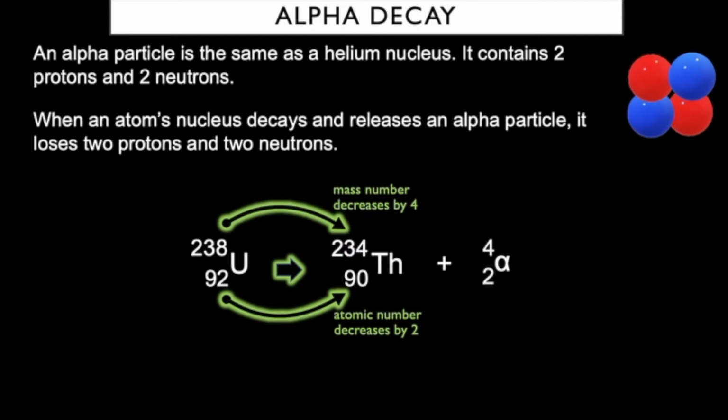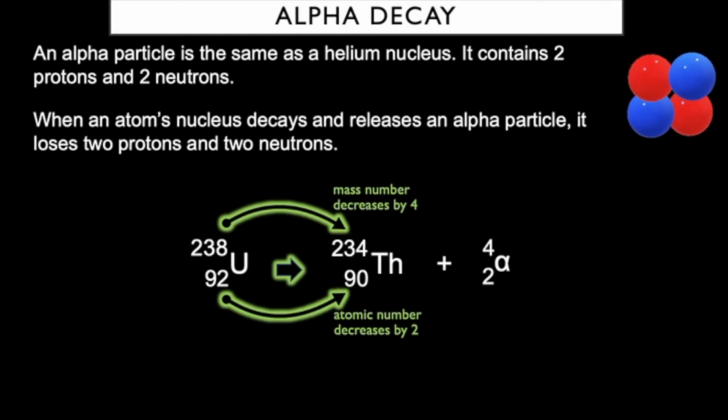And the same thing for the proton number, or the atomic number. The atomic number of the uranium is 92, the atomic number of the thorium is 90, and the atomic number of the alpha particle is 2. So on the right-hand side of the arrow, 90 plus 2 equals 92, which is the uranium's atomic number.